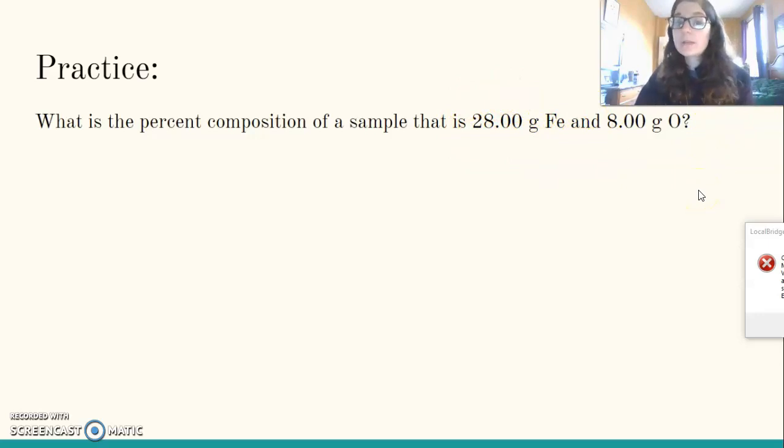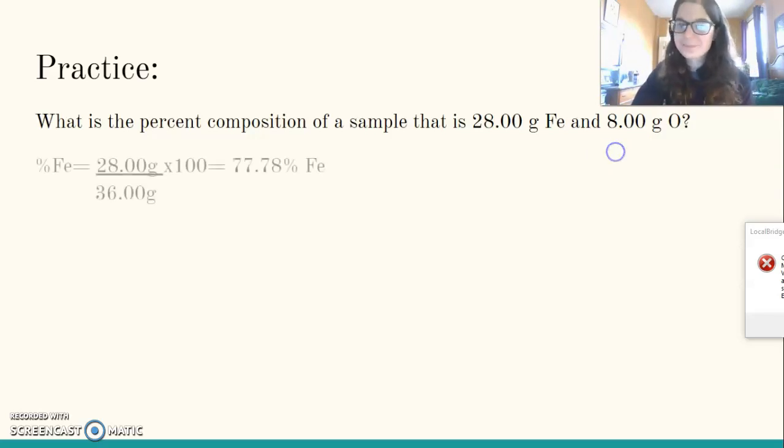Later on, we will be able to use percent composition and information like this to actually figure out what the chemical formula of the compound that we essentially analyzed is. So we could work backwards to find the chemical formula, and we will get into that later.